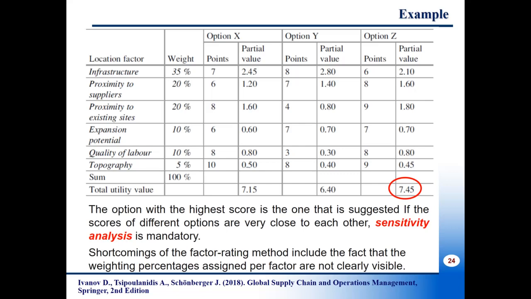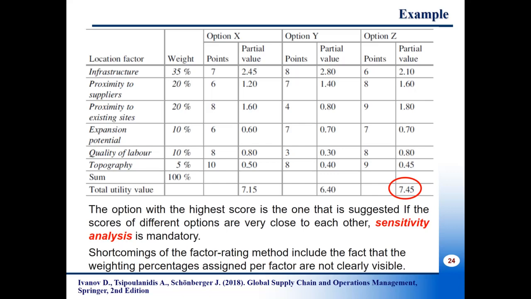Then, in order to find the total utility value, for infrastructure for instance, we need to calculate weight times points to get the partial value. For instance, the partial value of infrastructure for option X is 2.45, coming from 35% times 7. For Y, we have 2.8, coming from 35% times 8. And we do the same for other factors for each option.